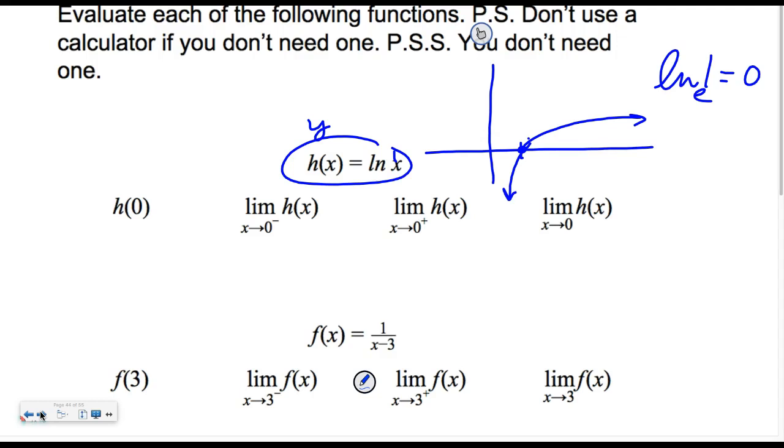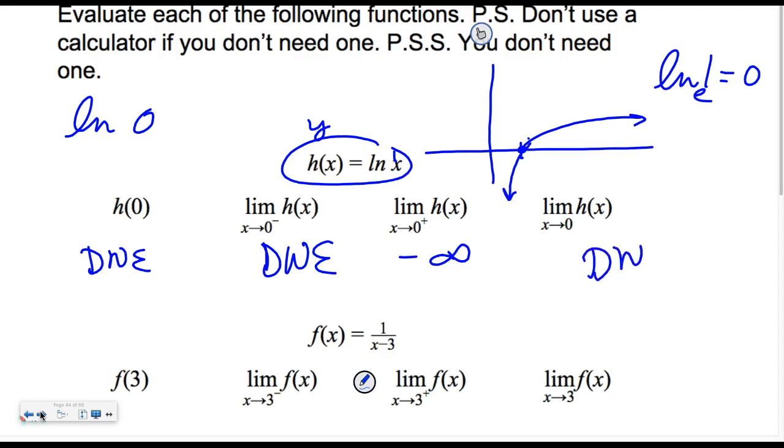So the first question is, what's h of 0? Boom, it doesn't exist, right? It's approaching negative infinity, but h of 0 does not exist. You can't take the natural log of 0. You would be saying e to what power equals 0. That doesn't make sense, right? Next up, as I approach 0 from the left, 0 from the right. Well, as I approach 0 from the left, nothing's there. As I approach 0 from the right, I'm going to negative infinity. Correct? So what do you think my answer is for the limit as I approach 0? Doesn't exist. Yeah, we've got an issue.